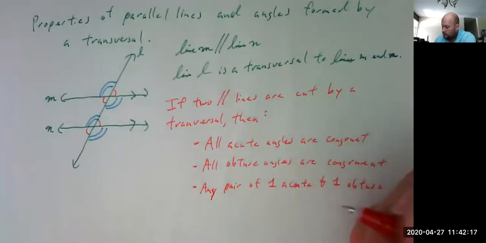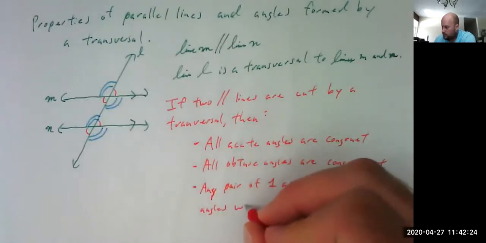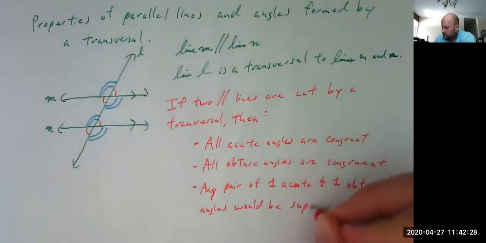Any pair of one acute and one obtuse angles would be supplementary.